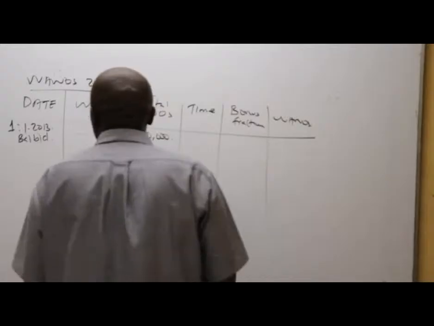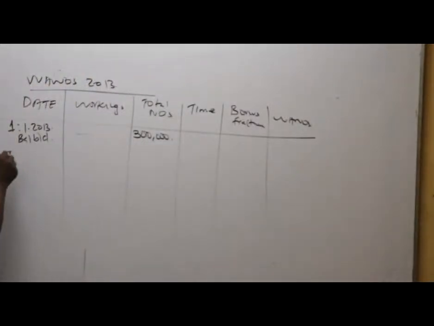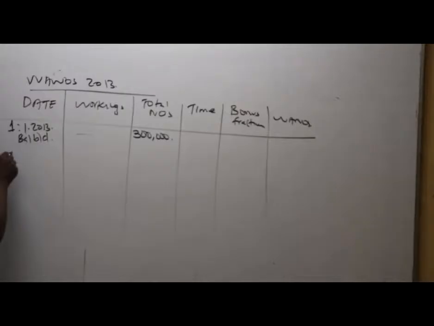Let's come here. What date did they say? What date had the rights issue? 1st of April 2013. There was a rights issue. And what was the rights issue here? How many for how many?